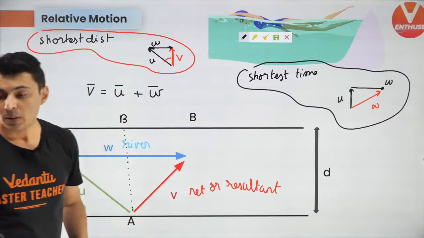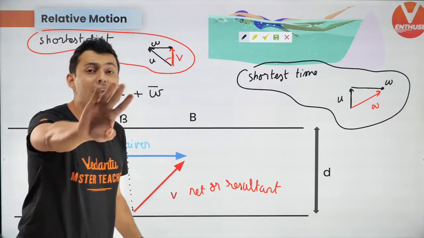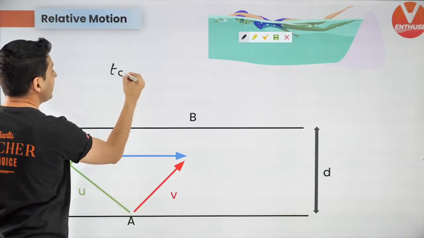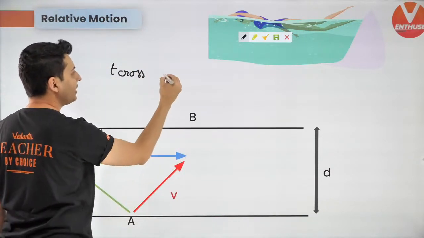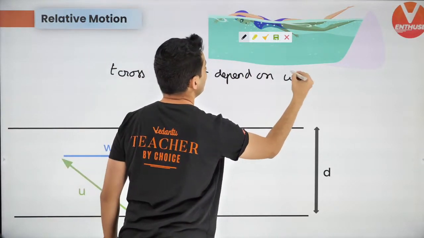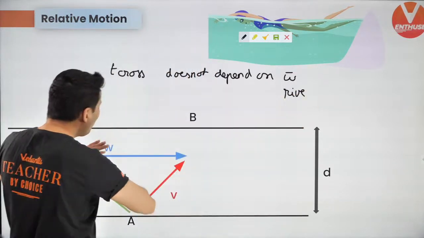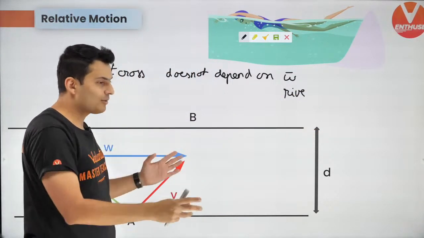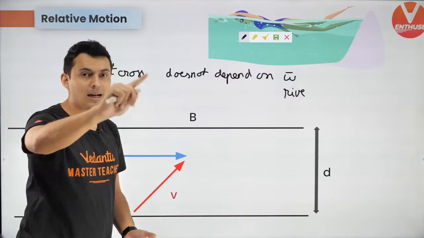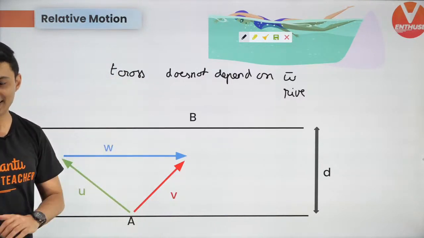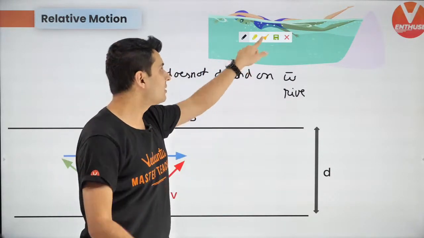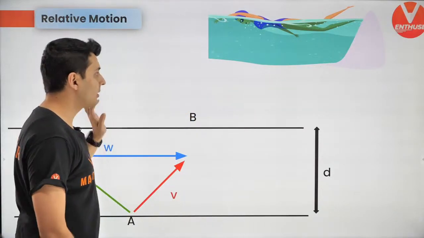Yes. Now, another very important trick which nobody tells you. Keep this in mind. Guys, the time taken to cross does not depend on W, which is the river velocity. No matter how fast or how small the river velocity is, if your angle of swimming and speed of swimming are fixed, that's it. The time taken to cross is always the same. Keep this in mind. Yes, very, very important. And I've shown this to you in simulation when I taught in my regular sessions, so you can watch our playlist.